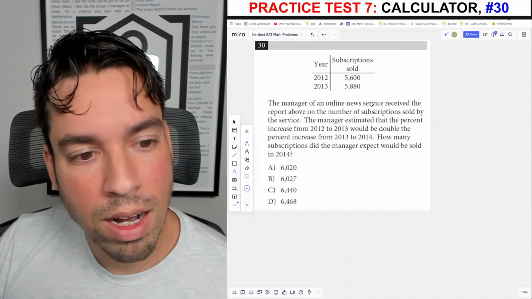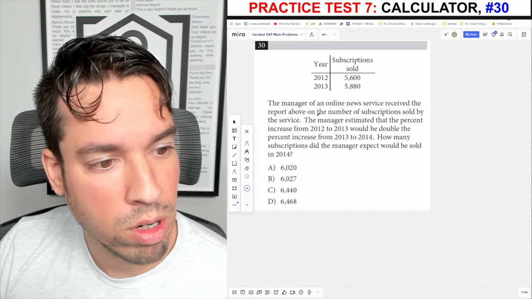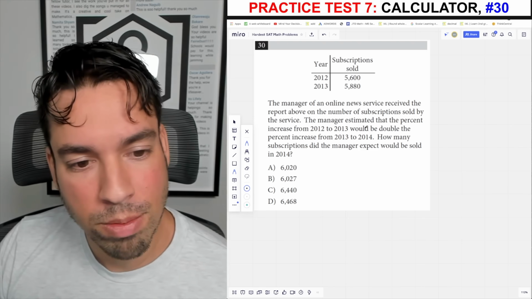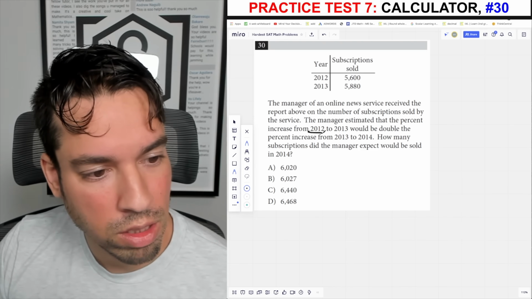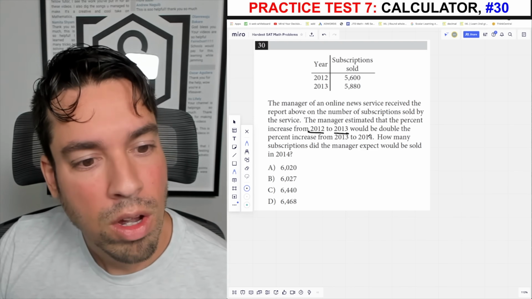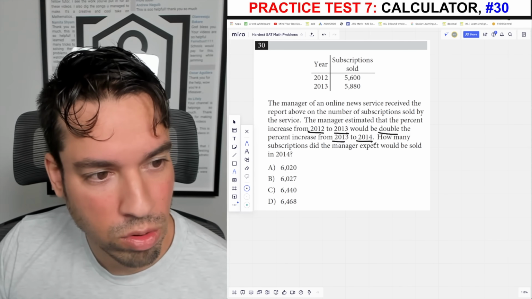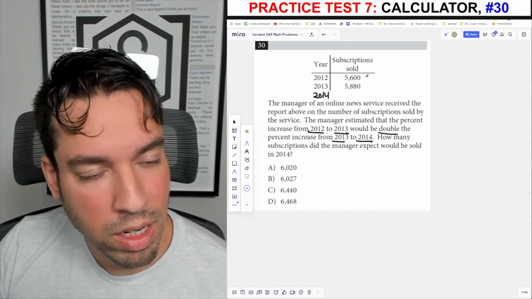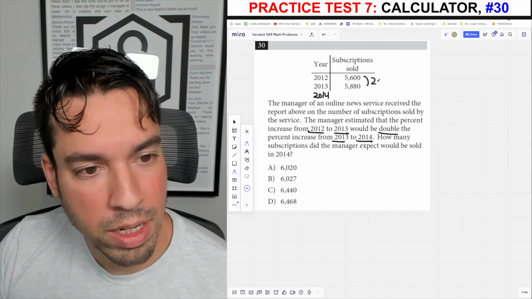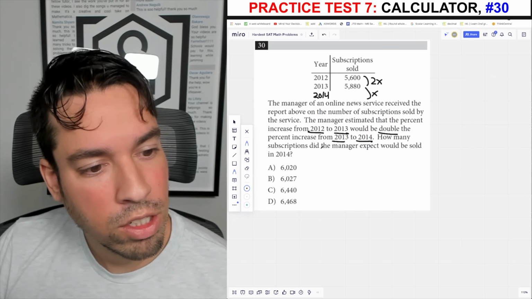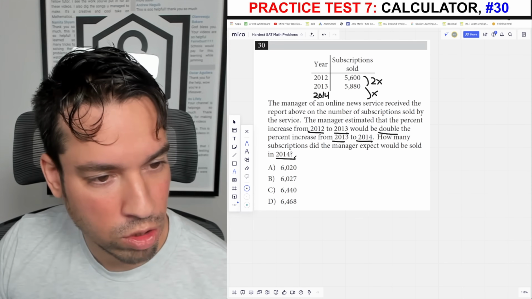The manager of an online news service received the report above on the number of subscriptions sold by the service. The manager estimated that the percent increase from 2012 to 2013 would be double the percent increase from 2013 to 2014. So whatever percent increase here, this would be double whatever percent increase is here. How many subscriptions did the manager expect will be sold in 2014?